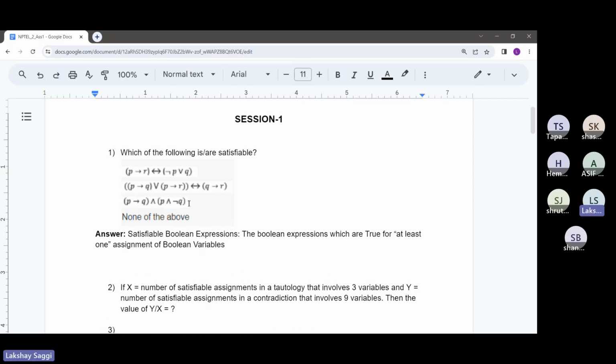Let's say option A. Is it satisfiable or is it not satisfiable? Option A is P implies R if and only if not P or Q. Would you like to try it out and answer in chat, or maybe should I discuss it myself?